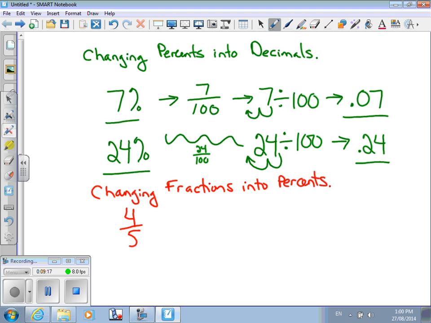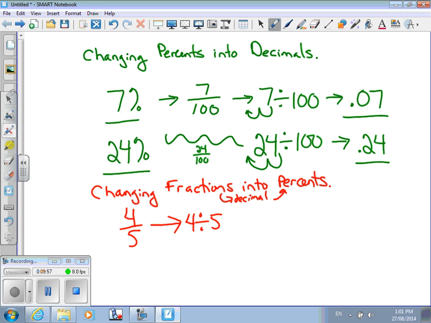Well, the first thing we'll need to do is change our fraction into a decimal. So you might want to remind yourself here that we need to go to a decimal first, and then we'll go to a percent after that. So although ultimately we want to get from a fraction to a percent, we'll go fraction to decimal to percent. Remember that fractions are just divisions, so this really is 4 divided by 5. 4 over 5 is the same as 4 divided by 5.